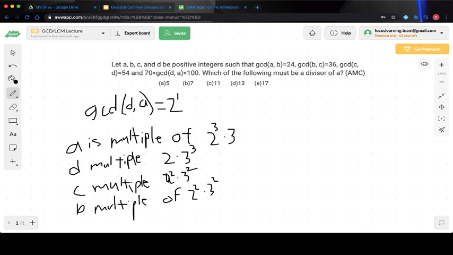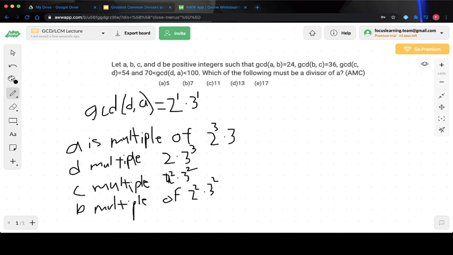We want to ask ourselves here, can the prime factorization of the GCD of D and A have 1 power of 3 or 2 powers of 3, and so on? In a similar fashion to how we found that 2 can only have 1 power of 2, the GCD of D and A can only have 1 power of 3. Does everyone see that?